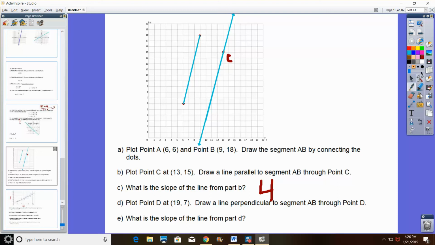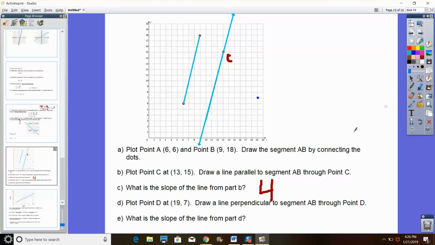Okay, so we'll grab our thick pen here. 19.7. That's going to be all the way over here. 19.7. And we draw, ooh, this is a tough one here. Okay, so you draw a line there. We want that line to be perpendicular to segment AB through point D. Okay, so actually, no, that's not that bad.